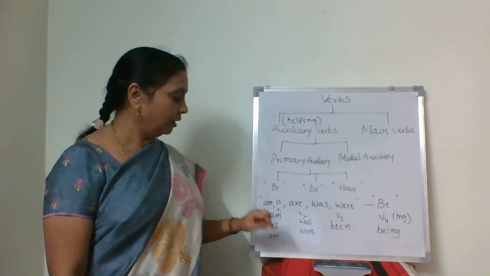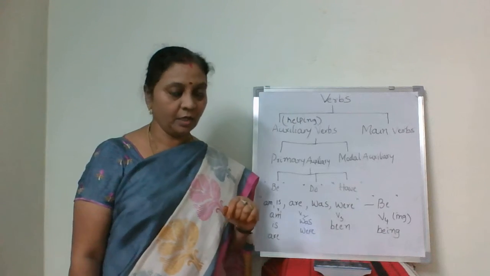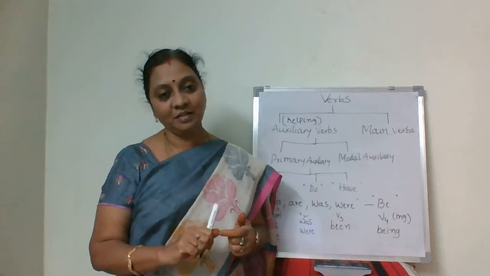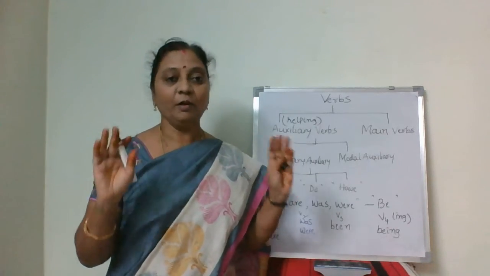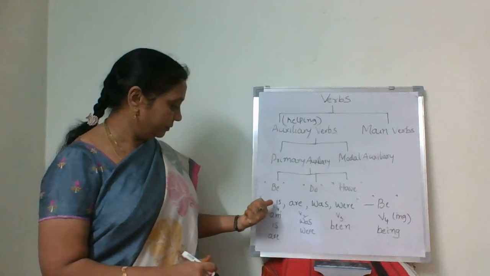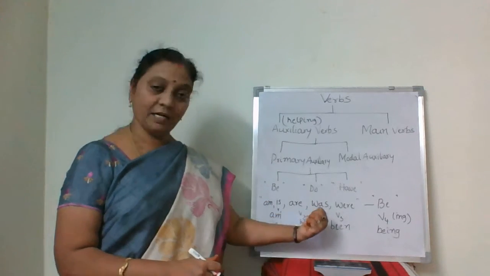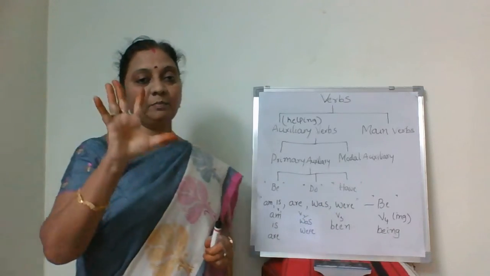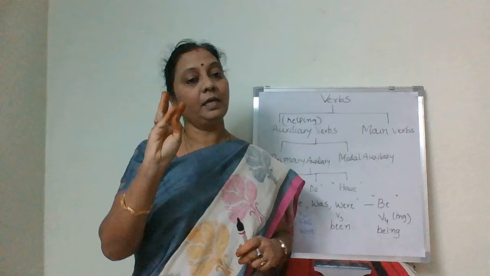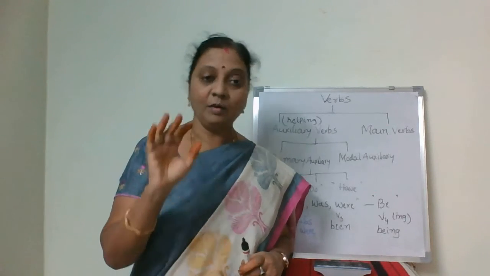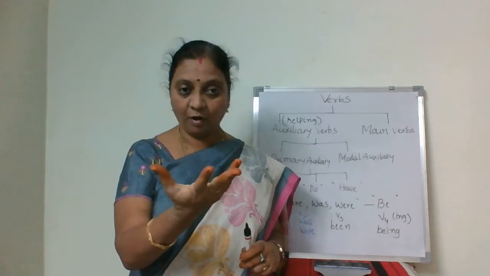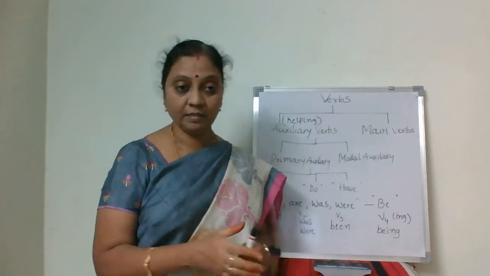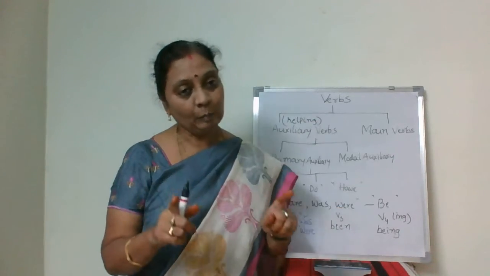There are five be forms. What are those? Am, is, are, was, were. These are the five be forms. In that, am, is and was are singular, and are and were are plural. So what are the five be forms? Once again I repeat: is, am, are, was, were. Is, am, was we use for singulars, and are and were for plurals.